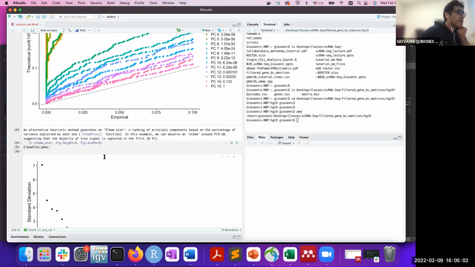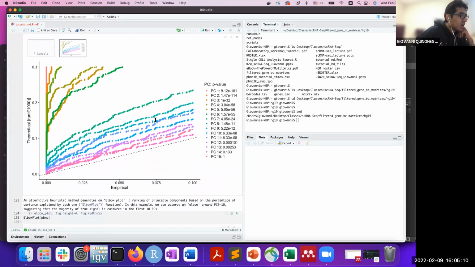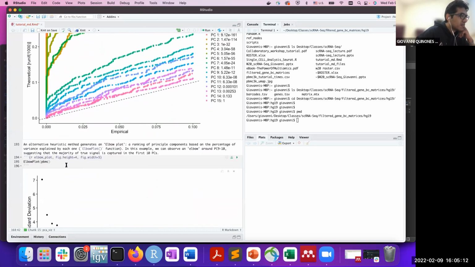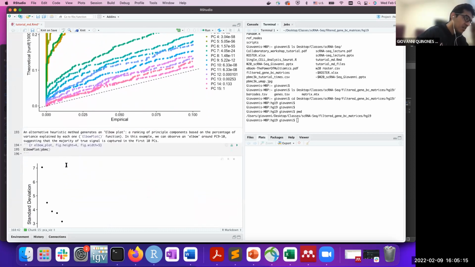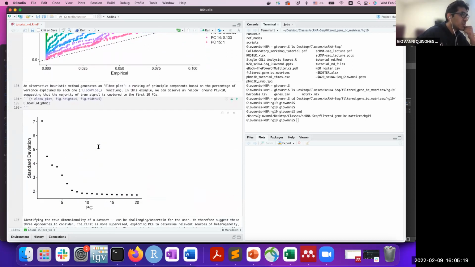And hopefully you're done running this step. Then you can also generate a plot. And meanwhile, I'll skip to our second method, which is an elbow plot, which is another approach to select how many PCs we should include in our analysis.